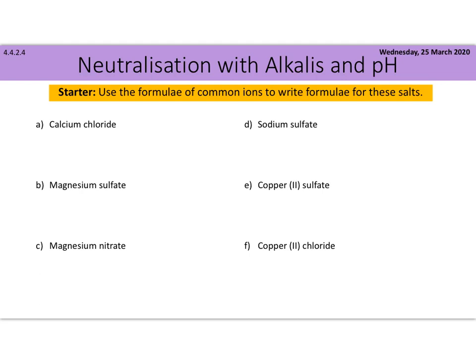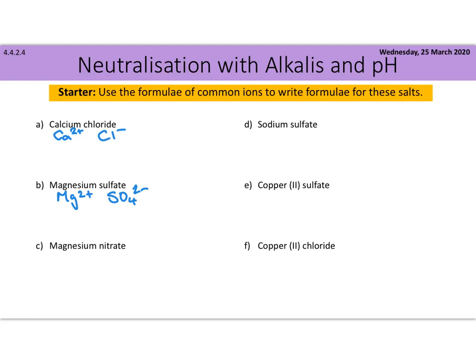Calcium is in group 2, so when it forms an ion, it's going to be a 2+ ion. So we've got calcium 2+. Chlorine is in group 7, so when it forms an ion, it's going to be 1-. Magnesium is in group 2, so when it forms an ion, it's going to be Mg2+, and sulfate is one of the ones that you just have to learn. The formula of sulfate is SO4, and the charge is 2-.